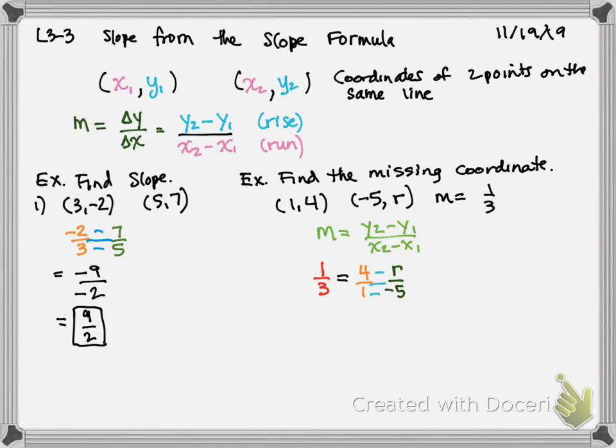Okay? So you should be able to see that there is some simplifying we need to do in the denominator of the second one. So I'm going to go ahead and do that. So I get 1/3 equals 4 minus r over 1 take away -5 is the same as 1 plus +5. So that would give me a 6. Now my job is to get r alone. So what am I going to do first?